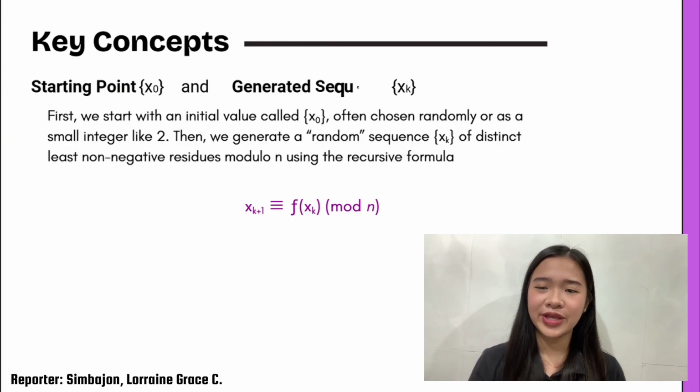Next is the starting point and the generated sequence. Our starting point, denoted as x sub 0, is often chosen randomly or as a small integer like 2. Our goal is to find a non-trivial factor d of n where d is less than n. To find d, we need this recursive formula: x sub k plus 1 is congruent to f of x sub k modulo n. Later, the next reporter will show you an example to help you understand how to use the recursive formula with an initial value.